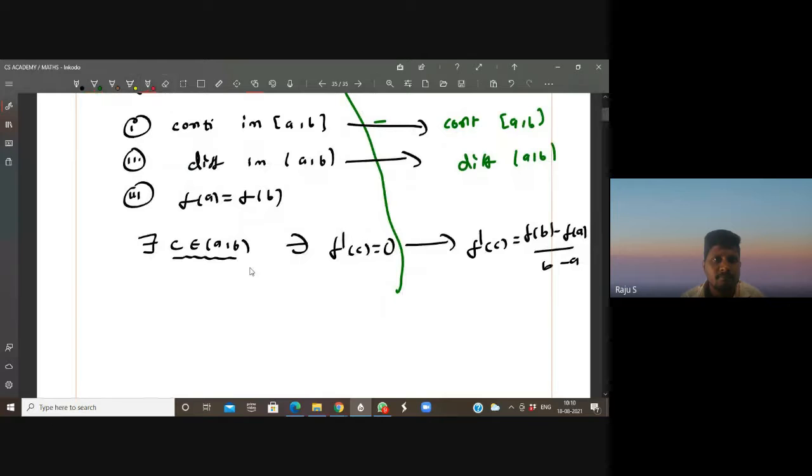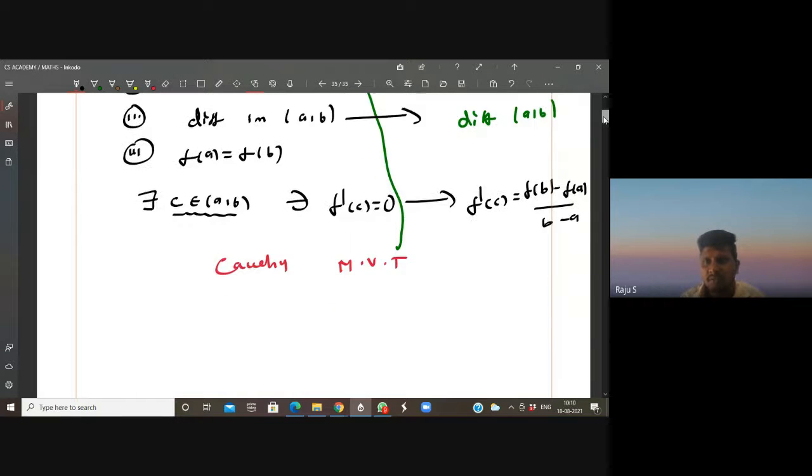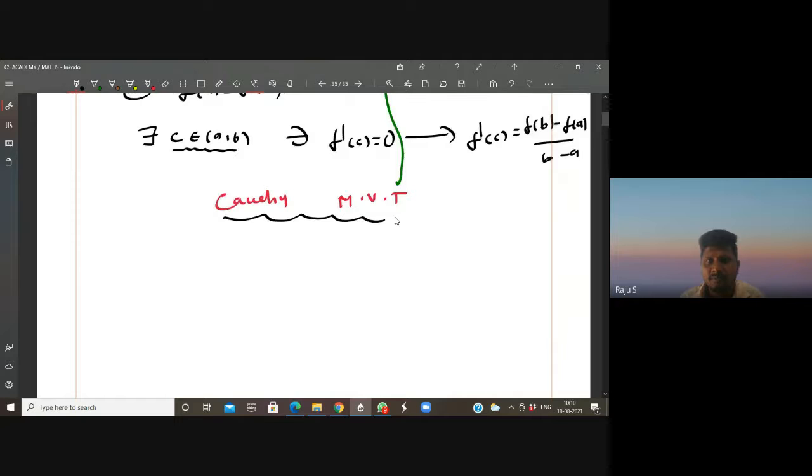Now there will be another theorem, that is Cauchy's mean value theorem. So here in Cauchy's mean value theorem, we are going to take two different functions like f of x and g of x, any two different functions. The first point is f comma g are continuous in closed interval a comma b.